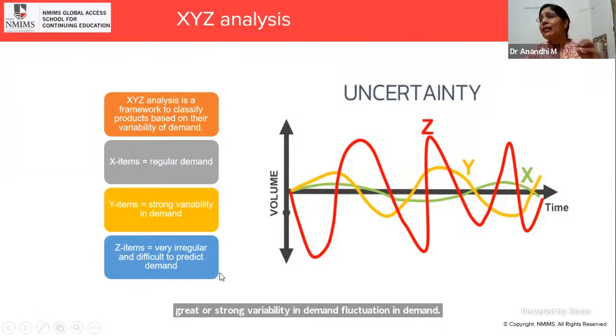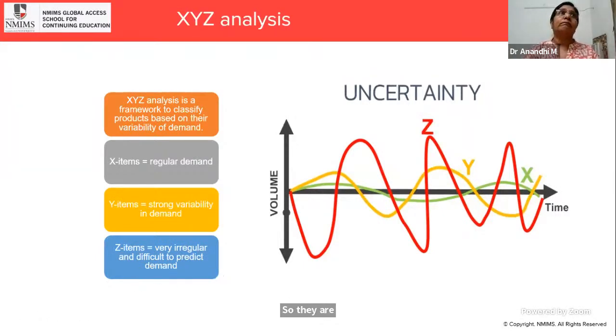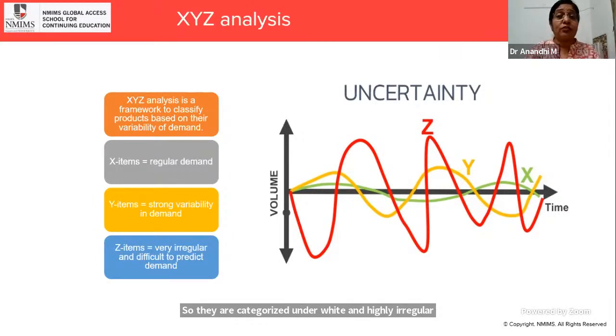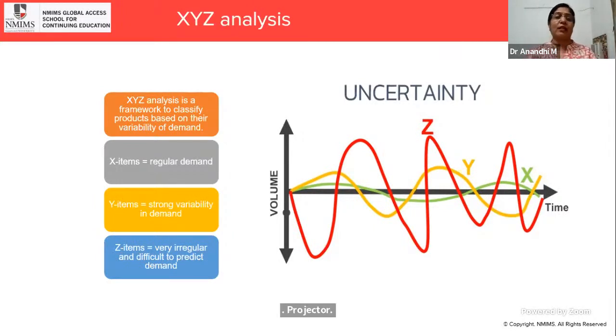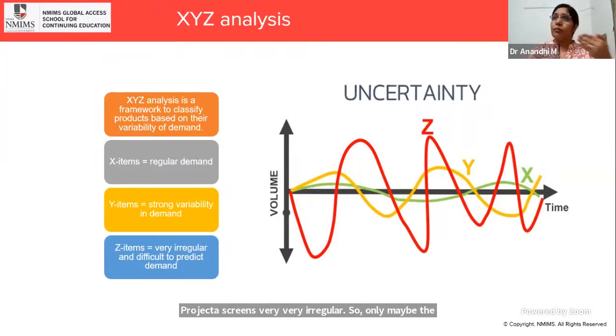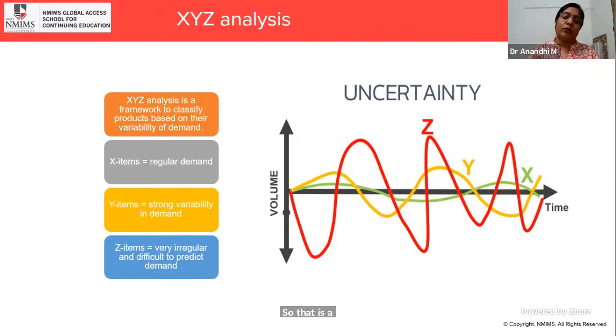And highly irregular demand: projector screens. So TVs, you know that there is a regular demand, and strong variability in demand for 65 inch, 75 inch LED TVs. Only those who can afford that will go for that. So there is a strong variability in demand. And projector screens are very, very irregular. Maybe the university setup, the college setup, households, very few will buy a projector. So there is a very, very irregular and difficult to predict demand for such category of items.